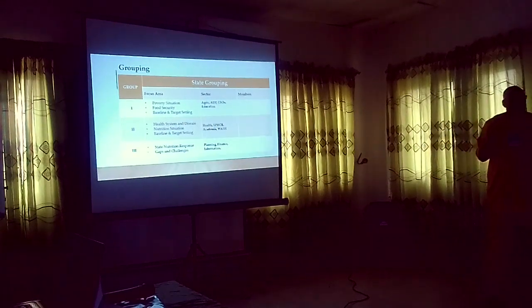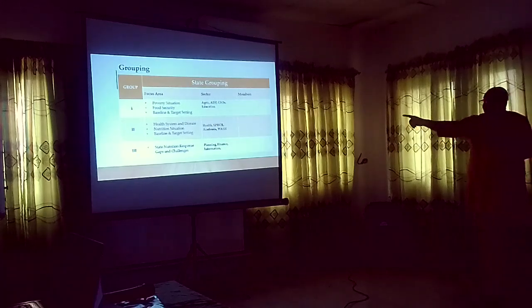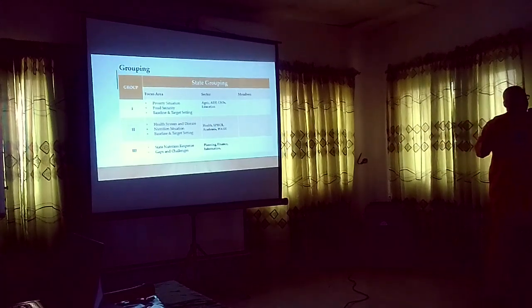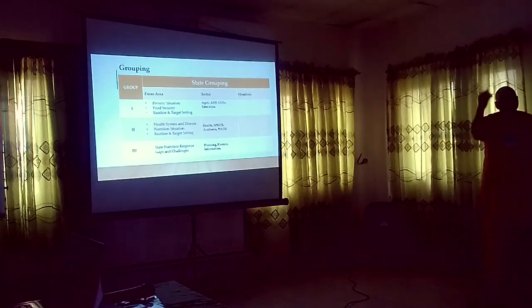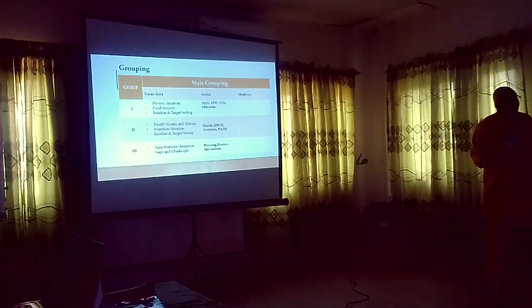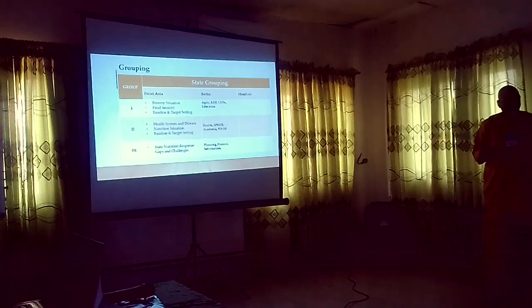Then the third group will be planning, finance, information. They will document the state response. What is the state doing? What have they done in the past? What are they doing now to address the nutrition situation? It will be documented. Then the gaps and the challenges that we are having, they will also provide those narratives. All this will be presented so that we all agree together.